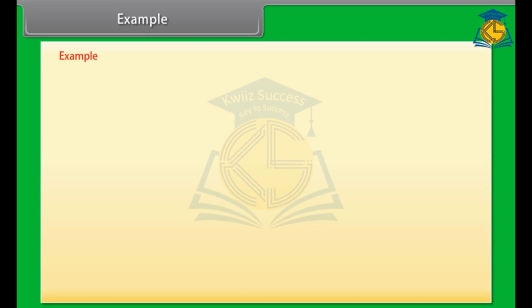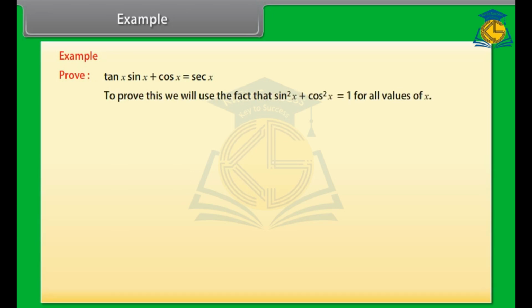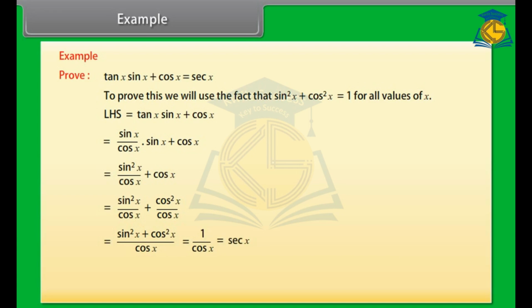Let's now solve an example related to trigonometric identities. Prove that tan x sin x plus cos x is equal to sec x. To prove this, we will use the fact that sin square x plus cos square x is equal to 1 for all values of x. On solving the left-hand side, which is tan x sin x plus cos x, we get sec x, which is equal to RHS. Hence, tan x sin x plus cos x is equal to sec x.